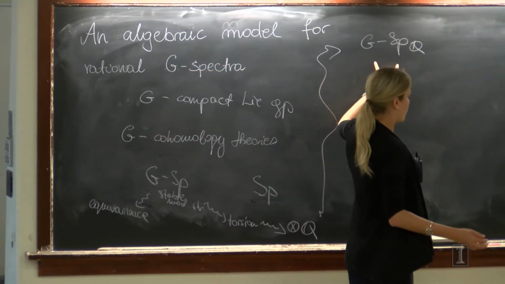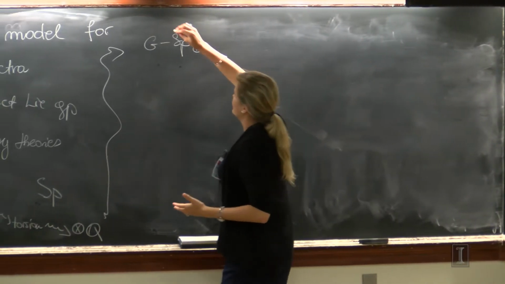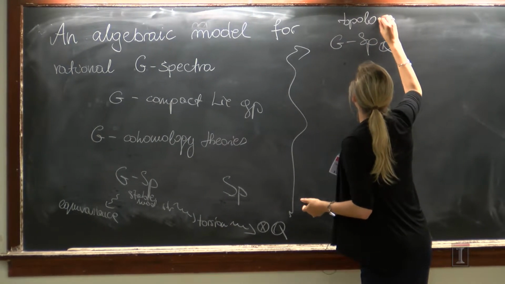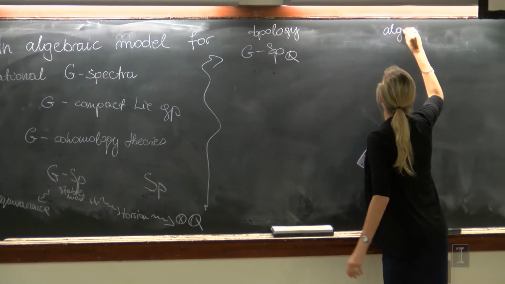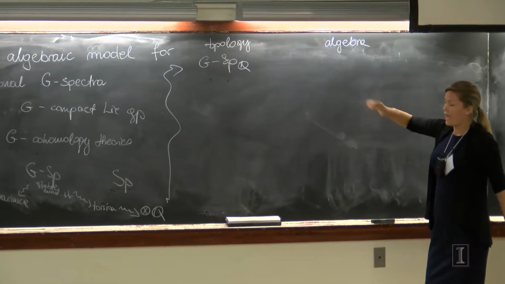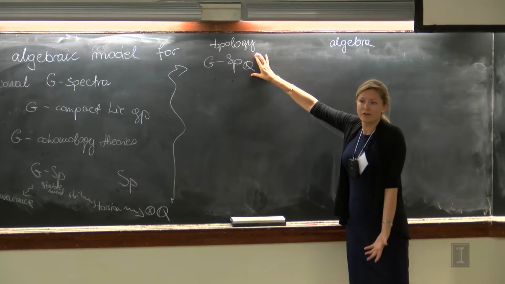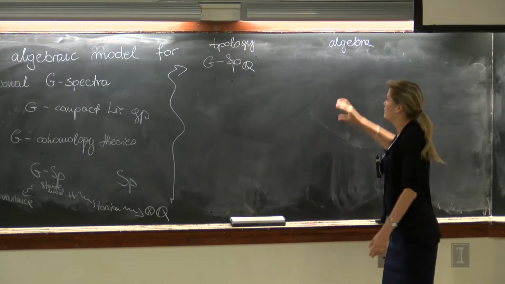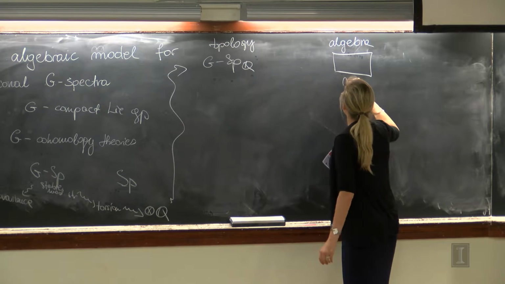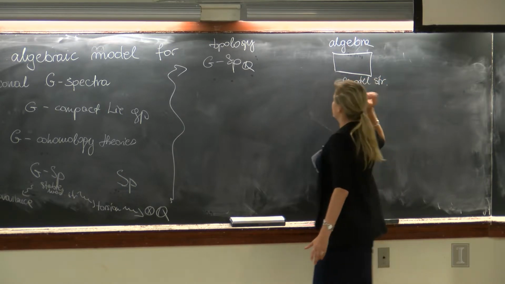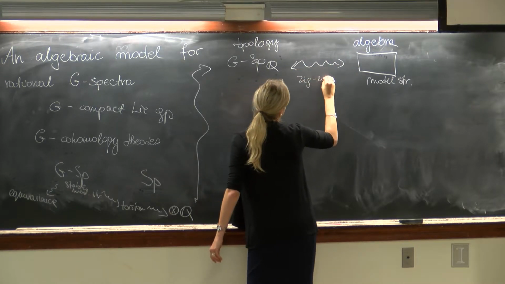So what do we mean by really understanding this category? Well, we would like to be able to take a look at it. So this is happening in topology. We would like to be able to take a look at it from the algebraic point of view. So we would like to be able to get another model for the homotopy category of this. So another model for G cohomology theories with rational coefficients. But the model which is going to live in algebra, so it's going to be much easier. So I'm looking for something here, some model structure, some category with a model structure linked to my category by a zigzag of Quillen equivalences.